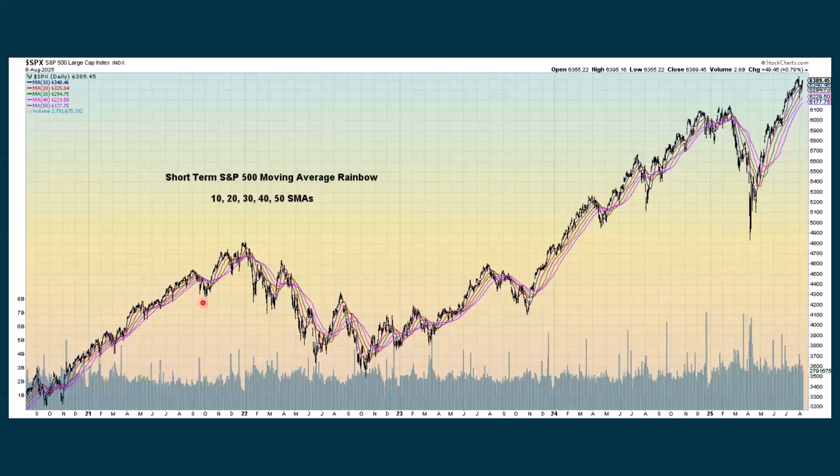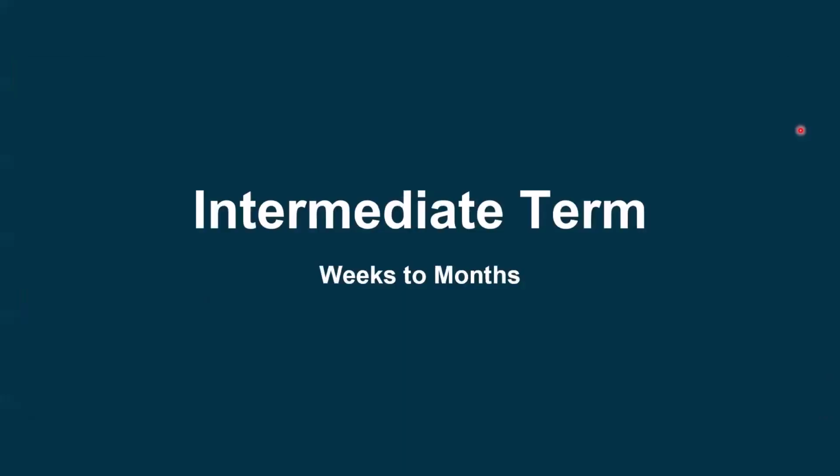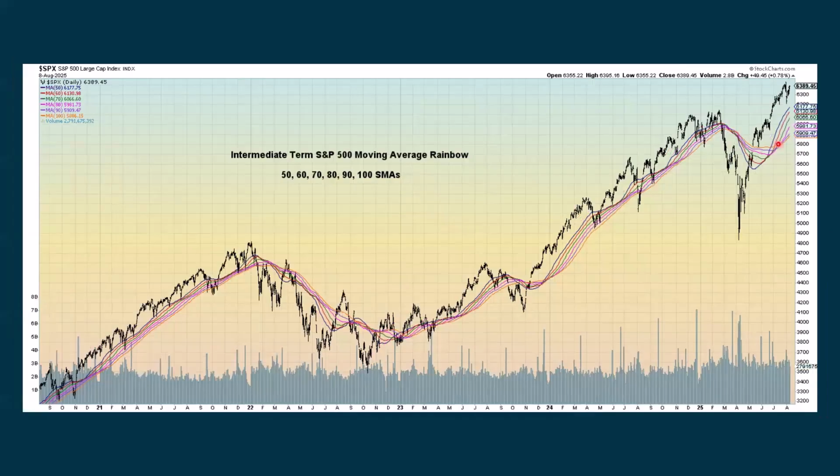All right, then a short-term rainbow going from 10 periods up to 50 periods. We're still above the rainbow and all the lines are going up. This just confirms that the short-term trend continues to be positive. And we have an intermediate term rainbow going from 50 periods up to 100 periods. We're still well above all the lines in the rainbow and the lines are going up. That means this is still positive.